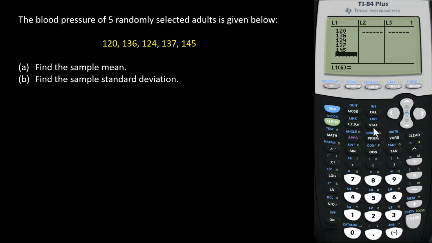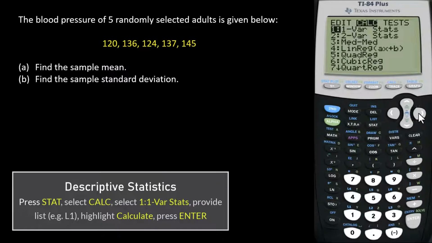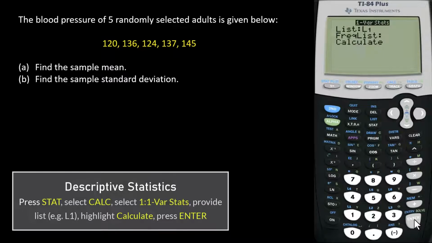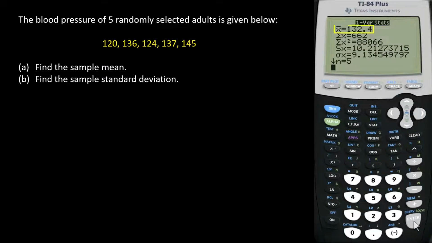Now that we have the data entered, press Stat, and then select Calc, then select 1-Var Stats. You'll be presented with a menu. For the list, you'll simply provide the list name where you entered the data. In this case, that's L1, which is already there. We'll leave the frequency list blank and then highlight Calculate and press Enter. The sample mean is denoted by x bar, which is 132.4. The other measure we're looking for is Sx on the calculator, which corresponds to the letter s that we use to denote the sample standard deviation, which is s equals 10.213 if you round it to 3 decimal places.